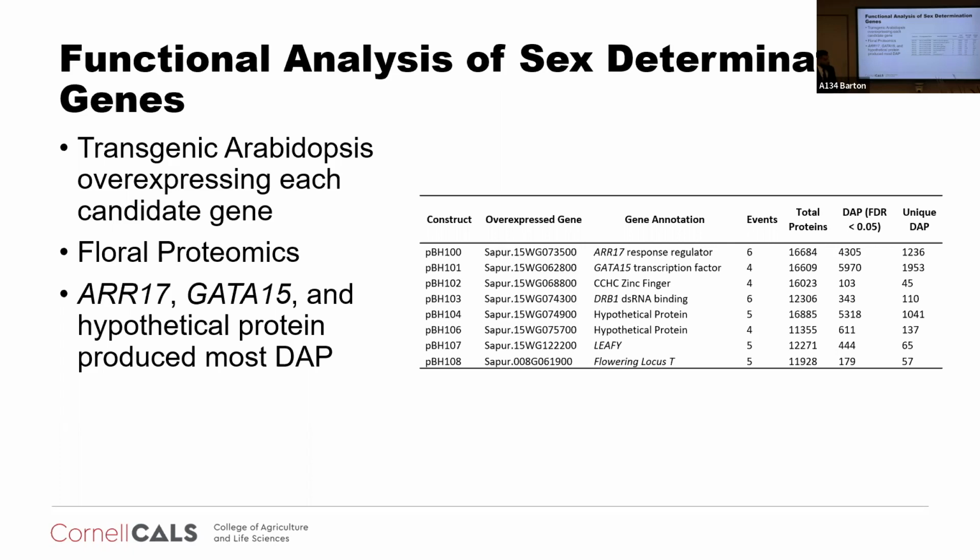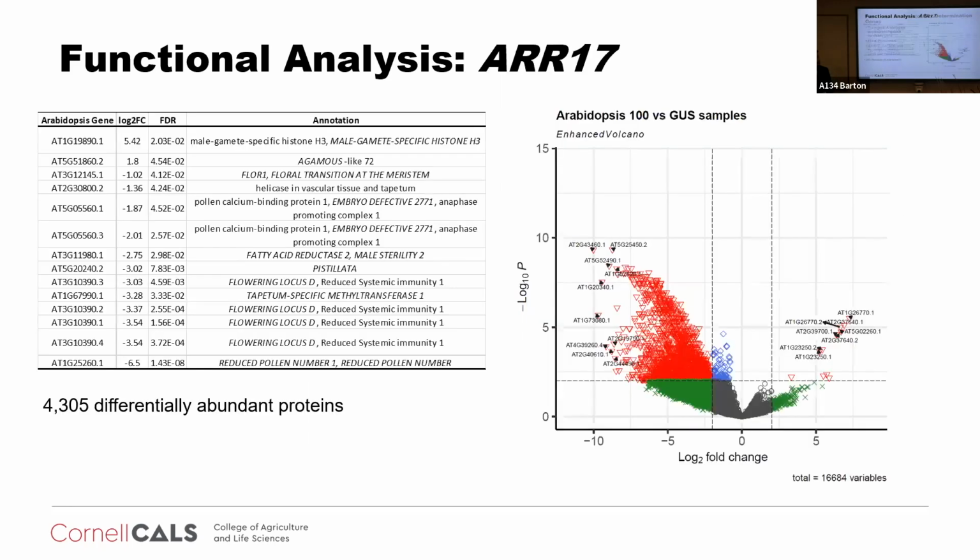And when we look at these 3, only AR17 and GATA15 had differentially abundant proteins that had annotations involved directly in floral development. So we see from this independently that AR17 and GATA15 are emerging from our functional analysis as the 2 most likely candidates to actually be responsible for sex determination. So I'll highlight the results from those 2 in a bit more detail.